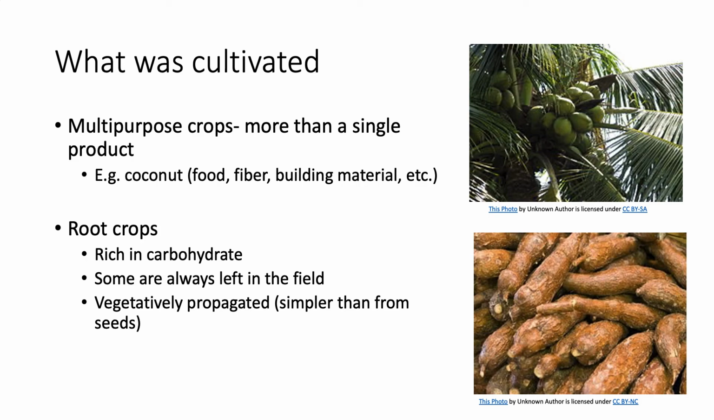Unlike seeds, for example, if you're thinking of rice, you need to start with seeds. You need to have a seedling, then you need to grow them and wait for them to flower and produce seed, until you get the rice. So for root crops, you just need to propagate them vegetatively. So it's simpler than propagating by means of seeds.